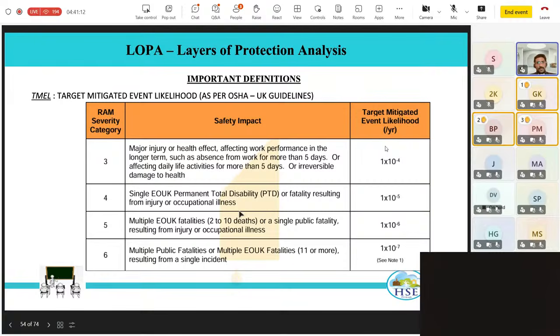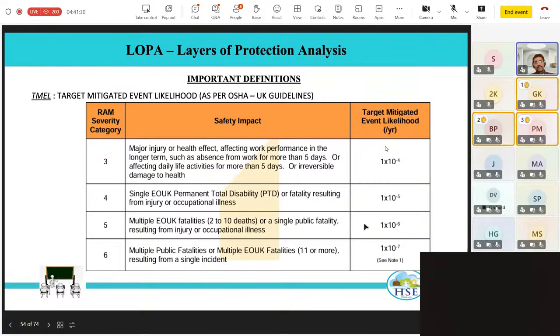So next is multiple EOUK. So you can have 2 to 10 deaths or a single public fatality resulting from injury or occupational illness. So this is again grave, where you have 2 to 10 deaths within the facility or a single public fatality, who are out of the facility and have not subscribed to the danger or risk.